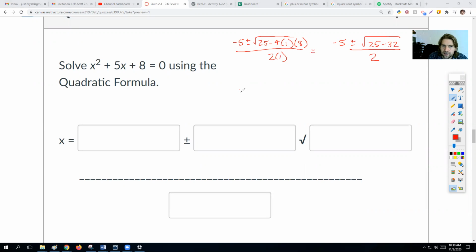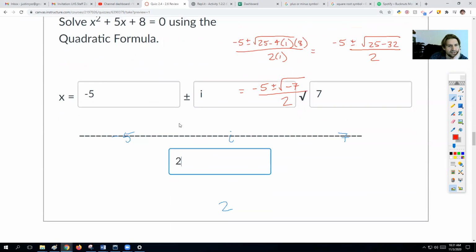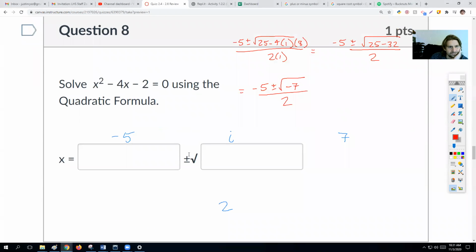So we get negative 5 plus or minus the square root of negative 7 over 2. The only thing we can do here is just make the square root of negative 7 i radical 7. So we get negative 5 plus or minus i radical 7 over 2. All right, so let's see how well my answer key is. It could be a 1i as well if you want to use that.